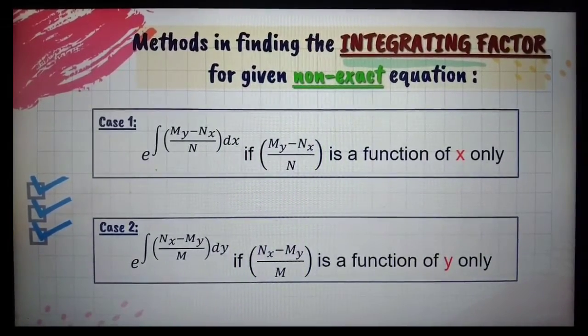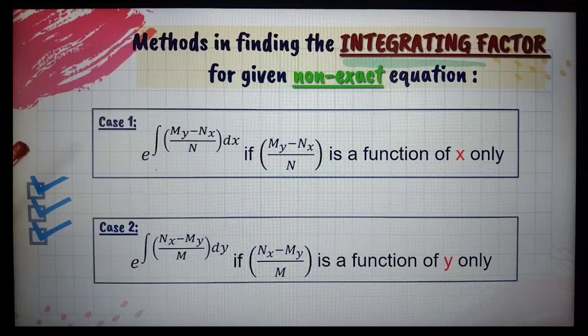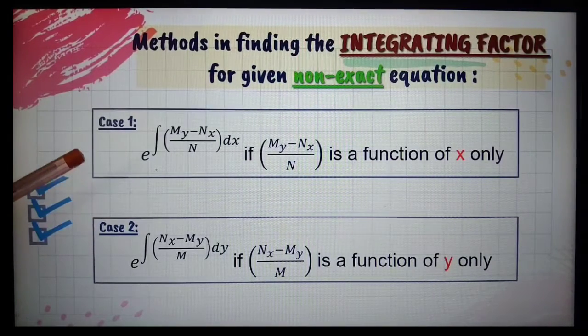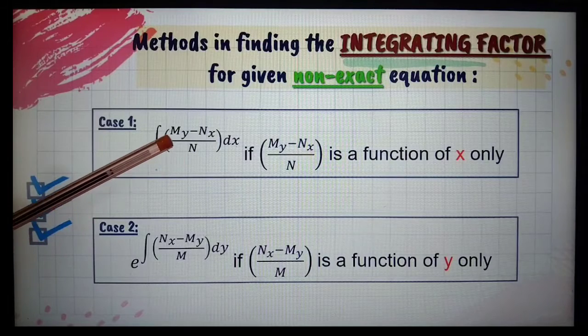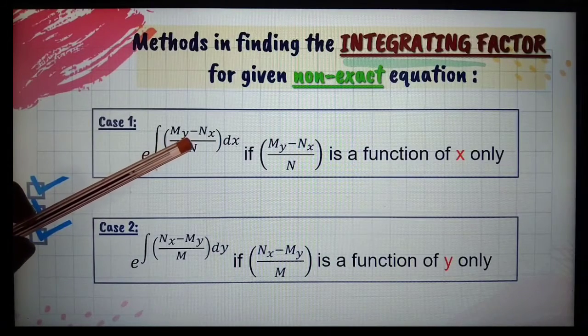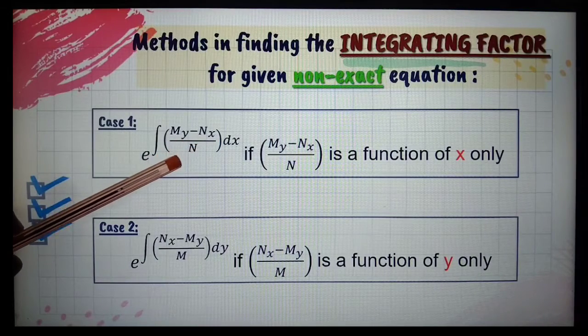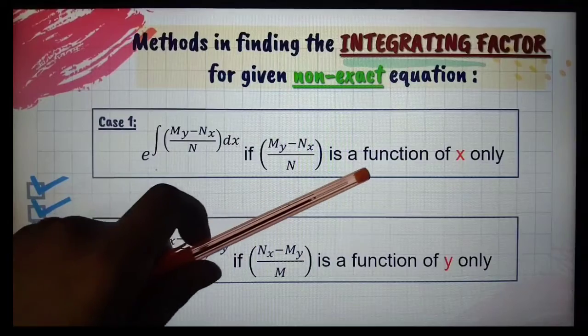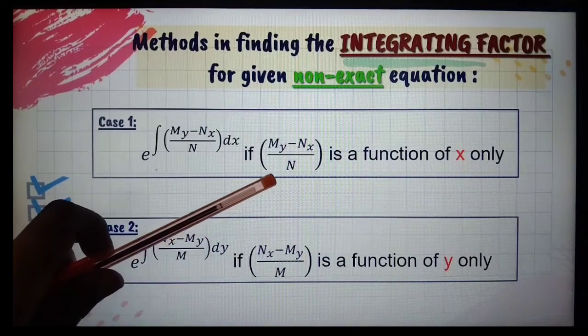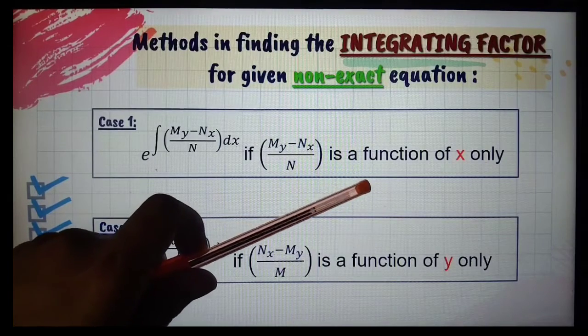As we can recall, there are different cases in determining an integrating factor of a non-exact differential equation. But in this video, I will present two cases only, intended for us to choose what case to use for this given non-exact differential equation. So first, case 1, which is e raised to the integral of the partial derivative of M with respect to y minus the partial derivative of N with respect to x, over N, dx. We can say that it belongs to case 1 if it is a function of x only, or it yields x alone.